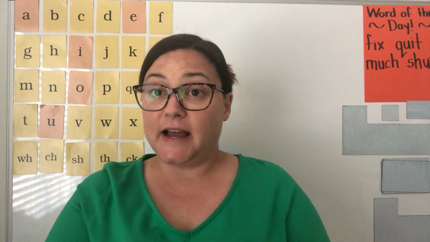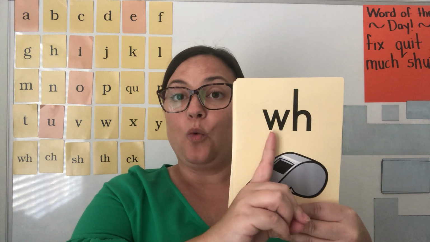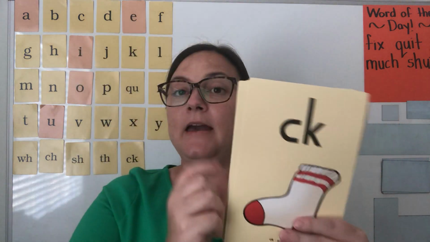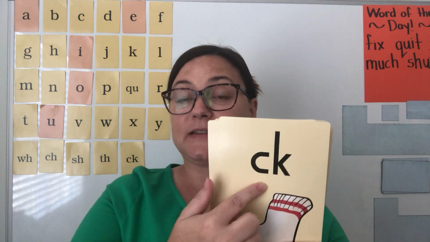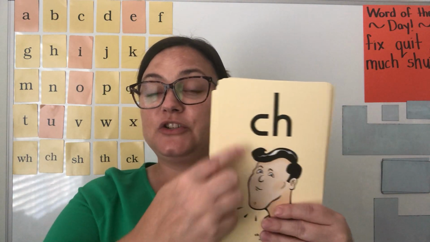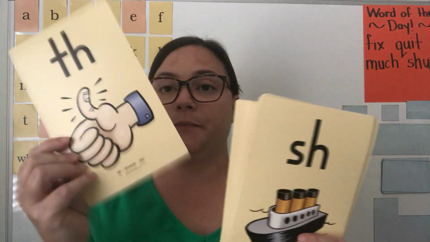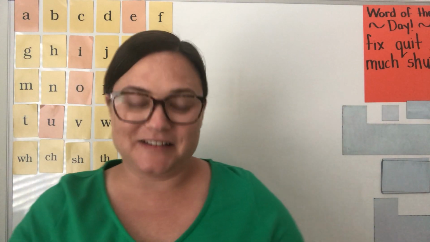All right, here are digraphs. Digraphs are two letters that make one sound. W, H, whistle, w. C, K, sock, k. And we're going to be talking about this letter a lot today. C, H, chin, ch. T, H, thumb, th. S, H, ship, sh. Very good job.